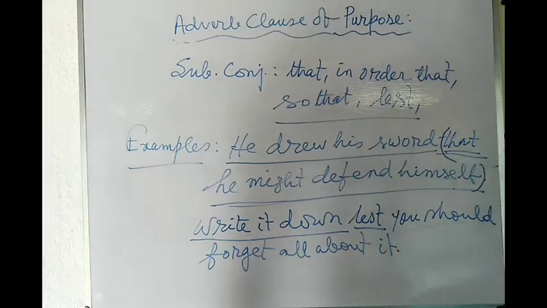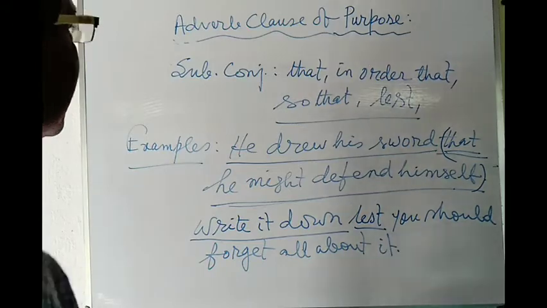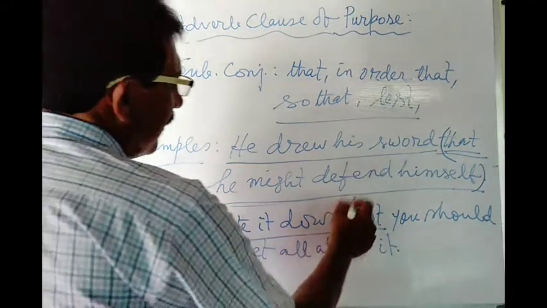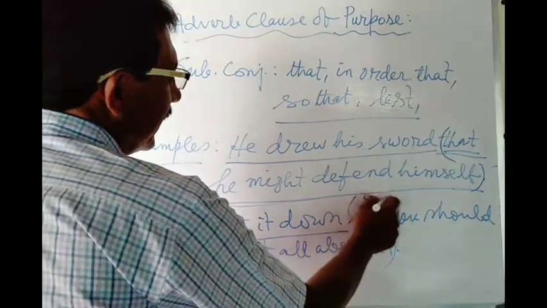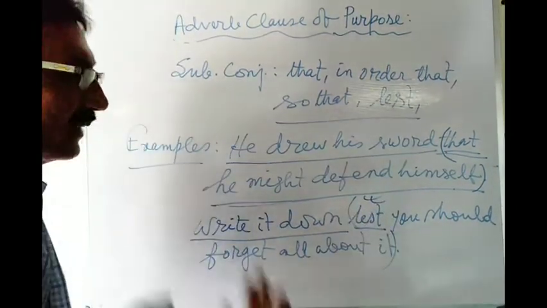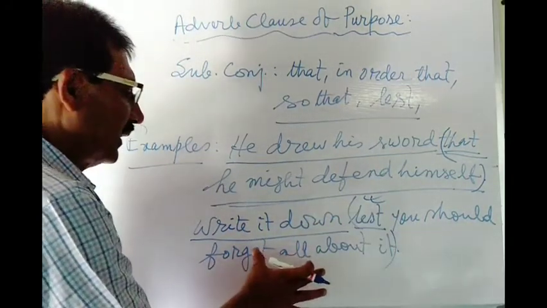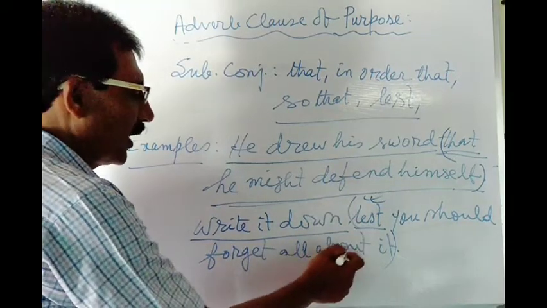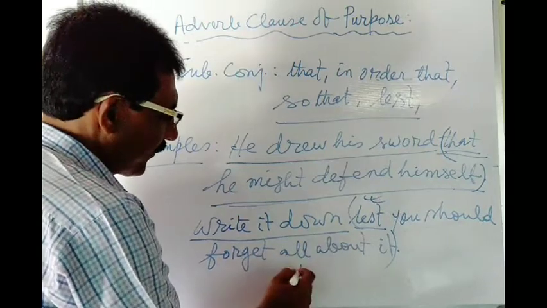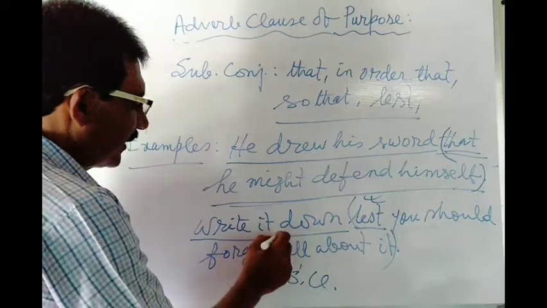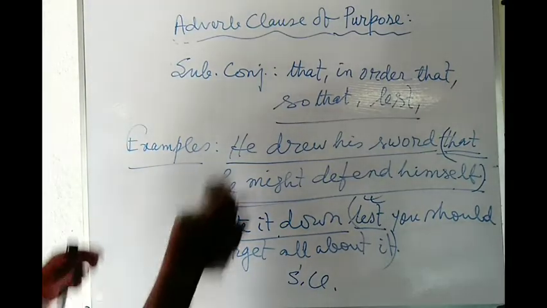This subordinating clause is used in order to indicate the purpose. Such type of adverb clause is used as the adverb clause of purpose. Here, lest is the word used in the negative sense. Write it down, this is the principal clause. Lest you should forget all about it, this is the subordinating clause. In this way, you will have to use the adverb clause of purpose.